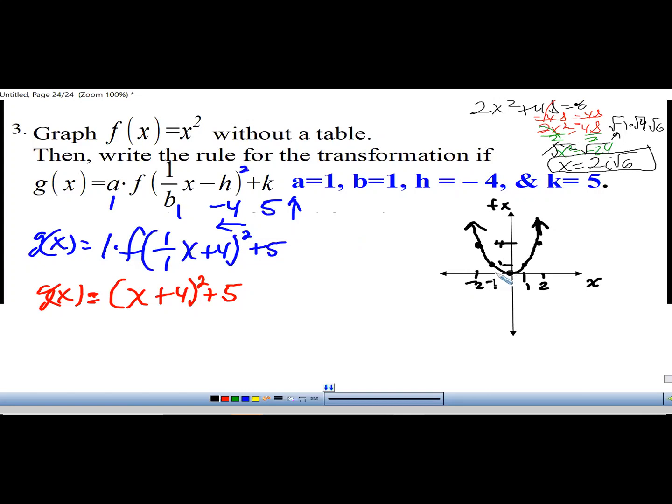So I'm going to go 1, 2, 3, 4 to the left and 5 up. 1, 2, 3, 4, 5, which is about right there. So my new parabola should be up here somewhere. Same points, but up here. And this is our g of x. But one thing I want to point out, look, it was at 0, 0, the vertex. Now this one is at negative 4 and 5.